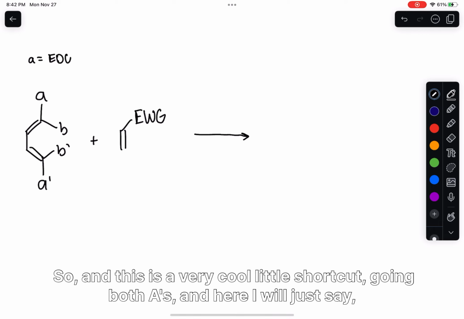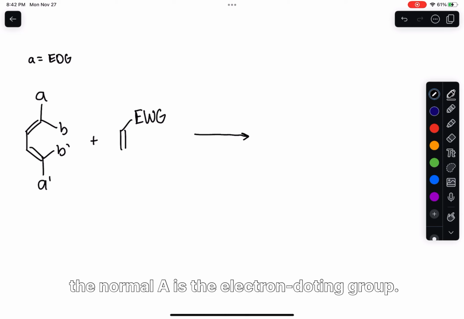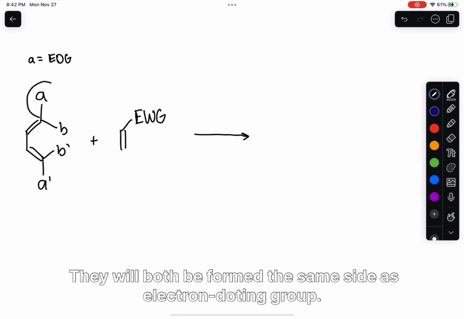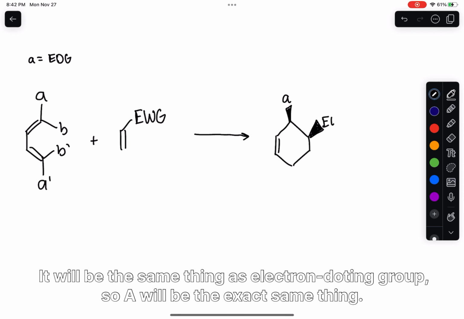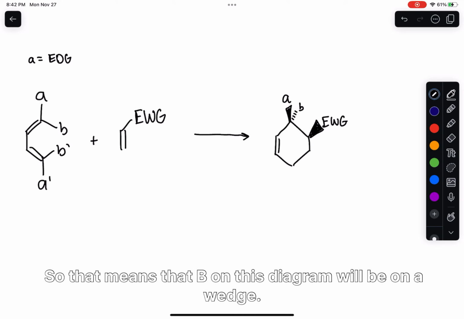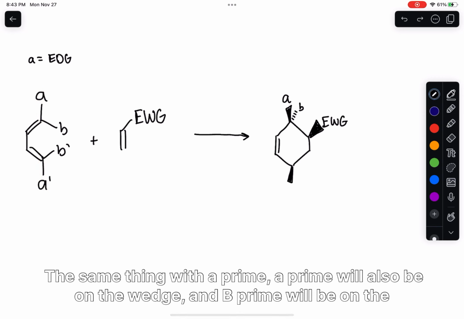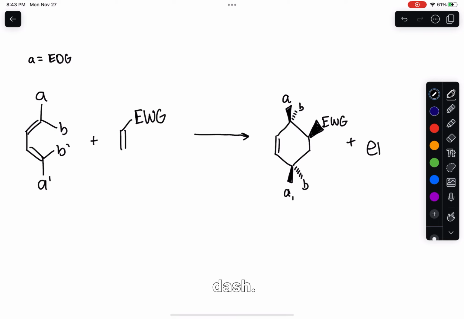This is a very cool little shortcut. Both A's, and here I will just say the normal A is the electron donating group, they will both be formed on the same side as the electron withdrawing group. So what this means is that when we create our cyclic compound, here I will again put it on a wedge. It will be the same thing as the electron withdrawing group. So A will be the exact same thing. That means that B on this diagram will be on a wedge. The same thing with A prime. A prime will also be on the wedge, and B prime will be on the dash.